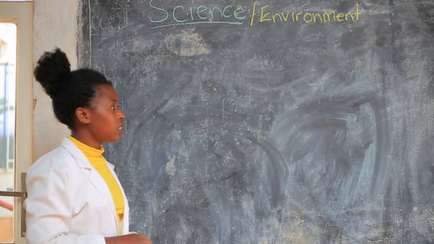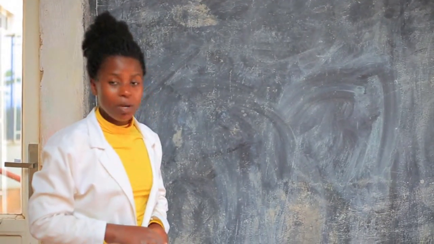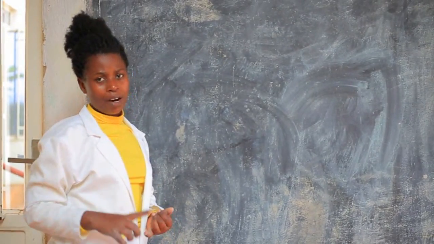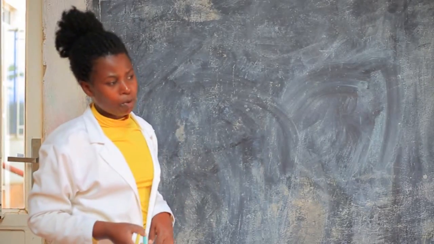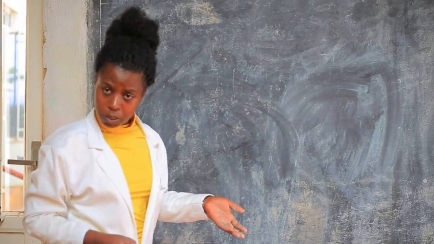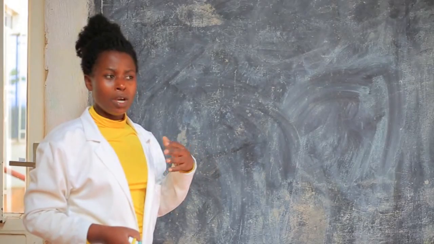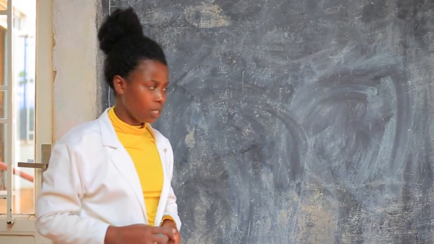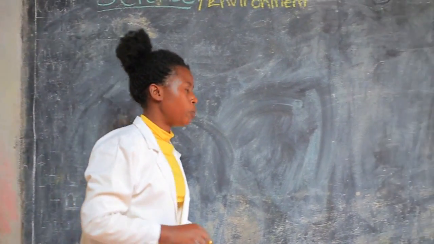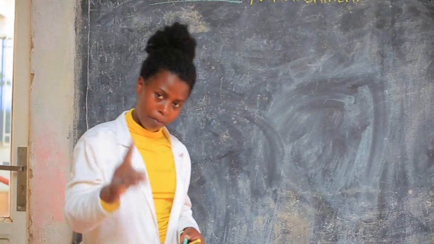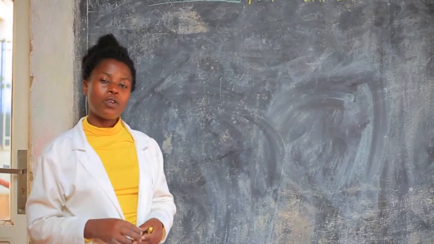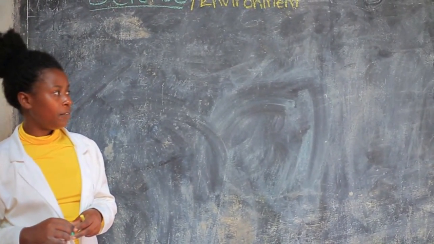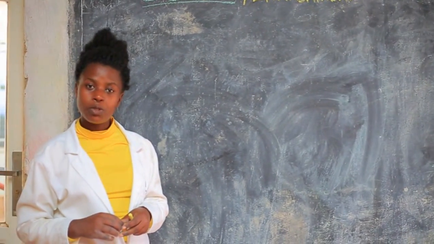So in the environment, there are very many things that are around the environment. We can take an example. We have plants, we can have animals, we can have insects, we can have birds, we can have buildings. There are very many things that are around us. But majorly today we are going to talk about insects. So we are going to have a look at the insects of today.